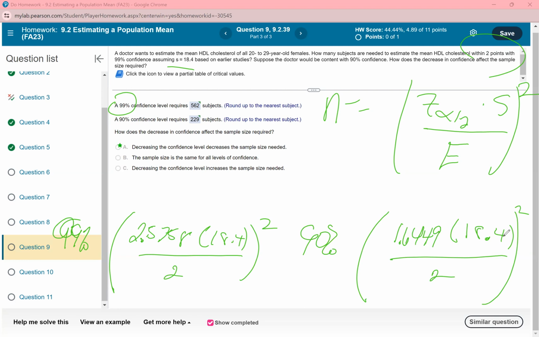All right, you type in both of them, you round them up. Always round up. And they're even saying round up, round up. Right. So if you decrease the confidence, it decreased the sample size. Y'all can see that right there. So decreasing the confidence decreases the sample size needed.